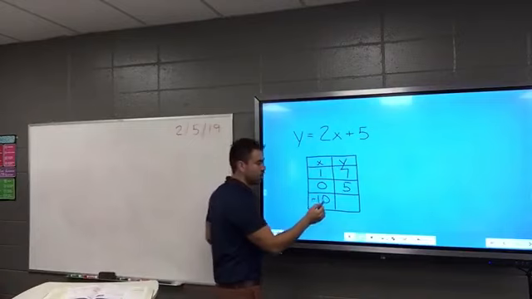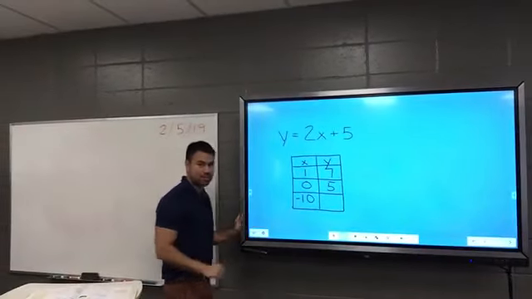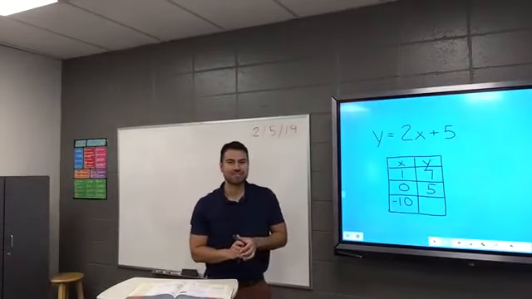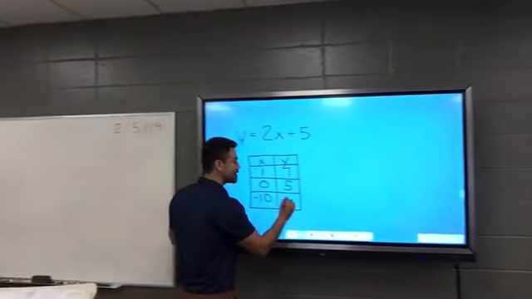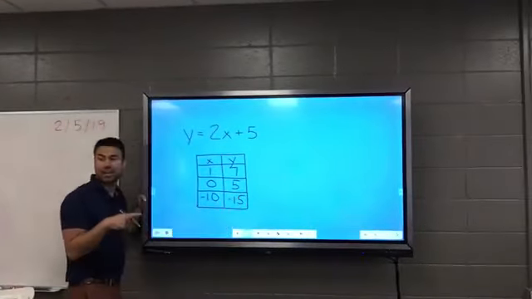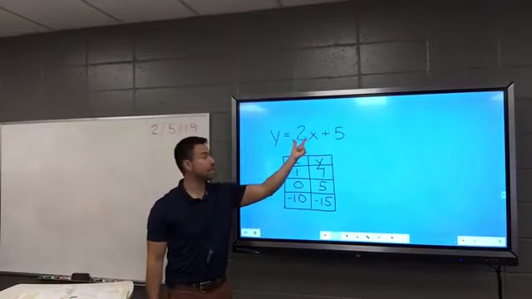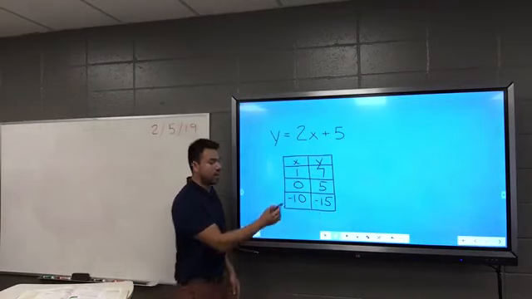Hagen, what'd you get for your y value if you pick -10? So I'll give you some time. Close. -5. Yeah, that's tough. Why is it tough? Because you have a negative. So what's 2 times -10? -20 plus 5? -15. All right.